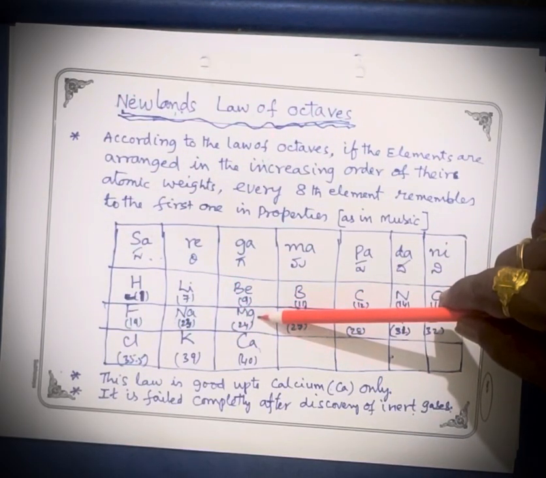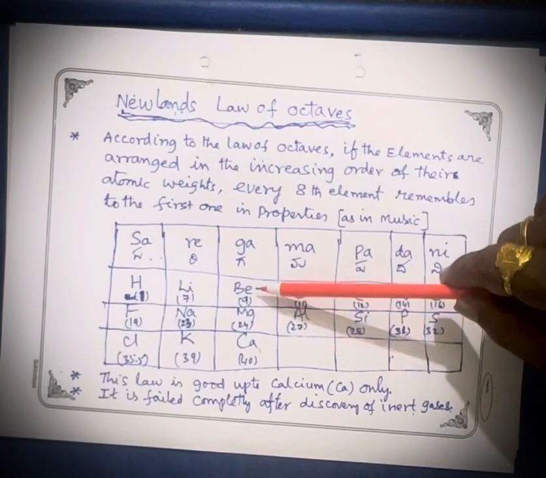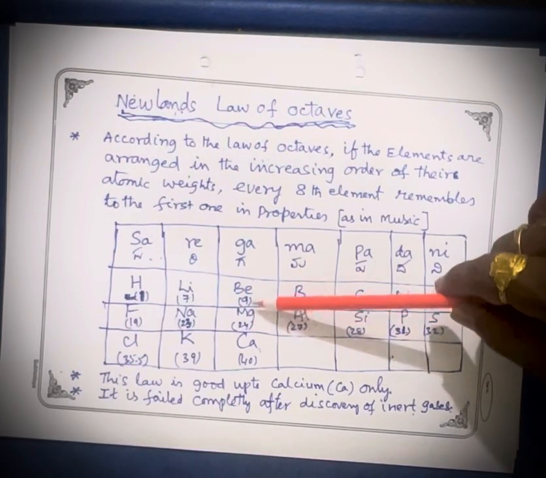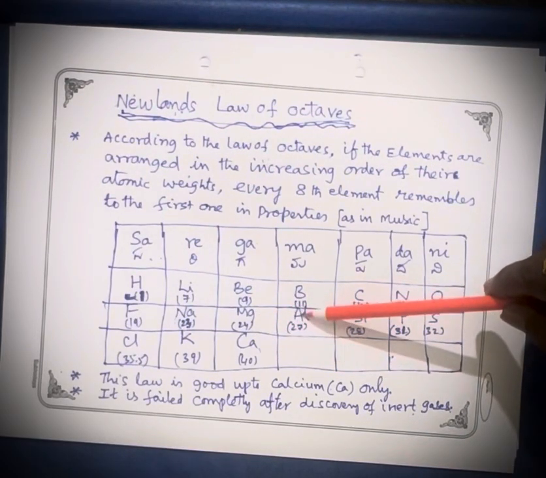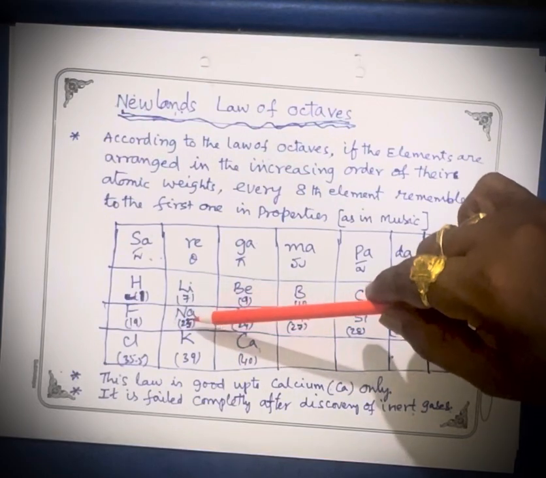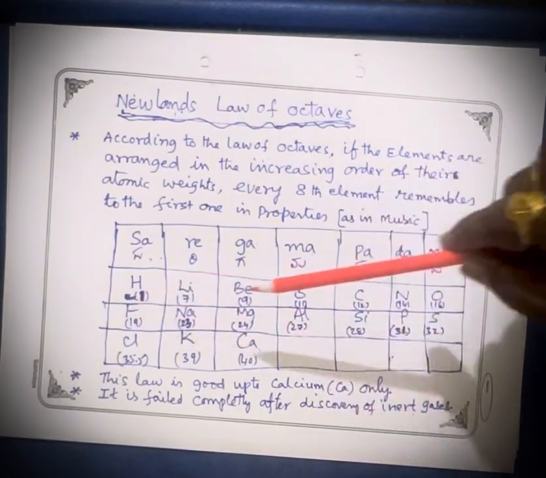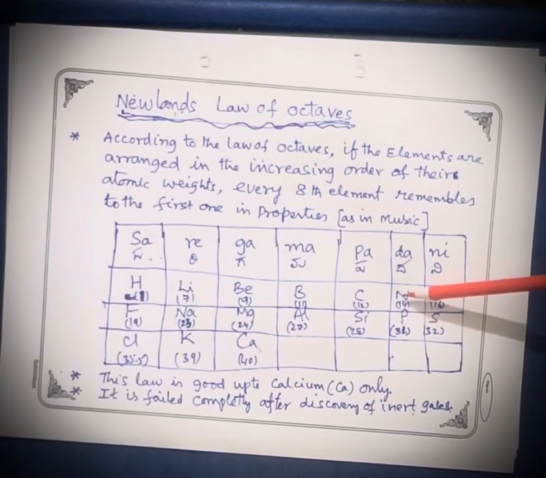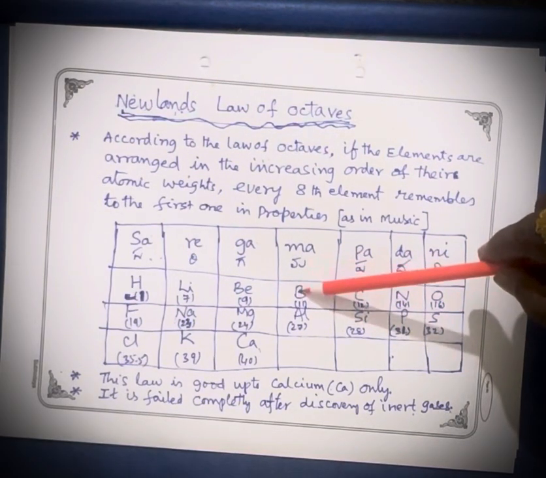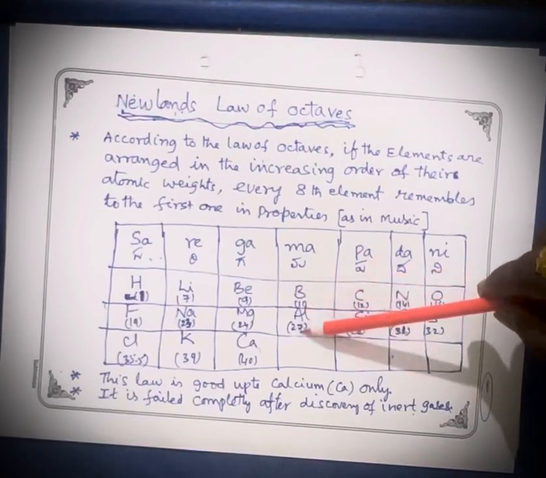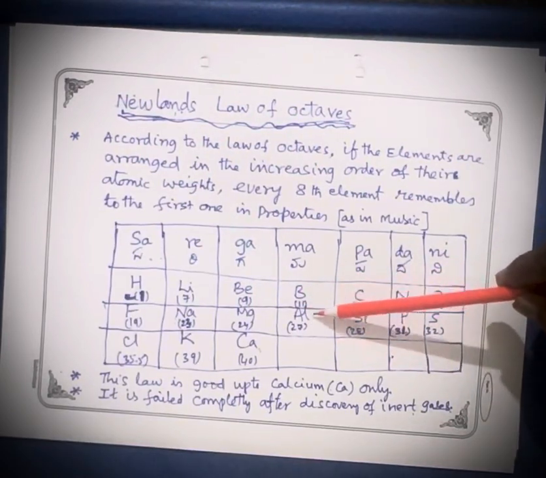Magnesium is the 8th element. If magnesium is the 8th element, then beryllium is the first element. So both have the same properties. Aluminum is the 8th element. Suppose it is 8th, 7th, 6th, 5th, 4th, 3rd, 2nd and 1st. So the first element and the 8th element have similar properties.